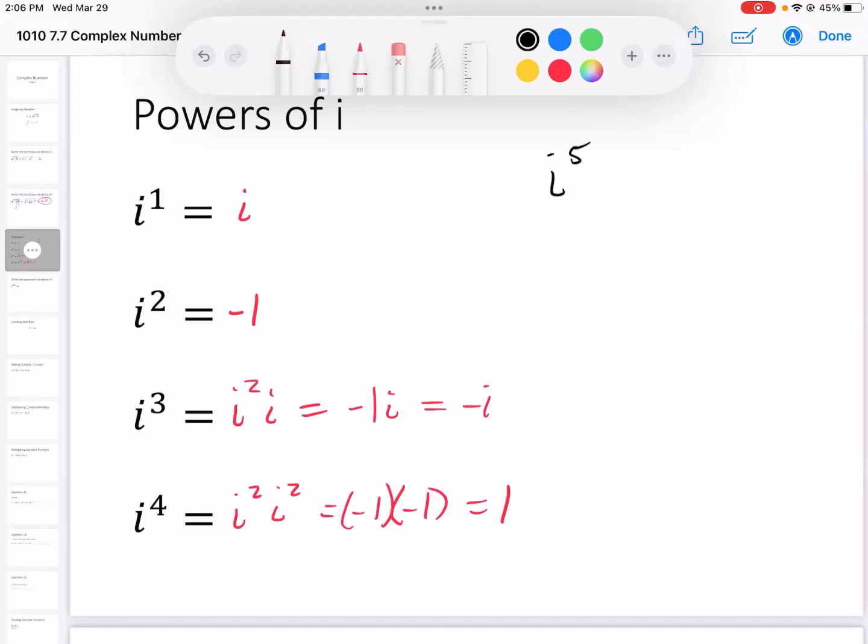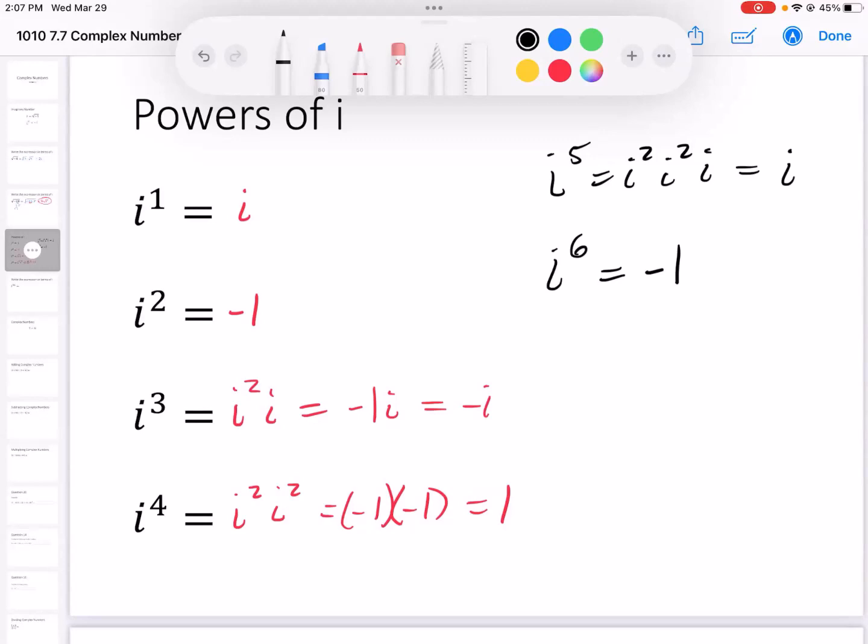Like if you did i to the fifth, well, this is going to be i squared times i squared times i. Well, since i squared times i squared is negative 1 times negative 1, that makes this a positive 1 times i. And so i to the fifth equals i. And then you could do the same thing, like i to the sixth is going to be i squared times i squared times i squared, which will equal negative 1. Because if you do negative 1 times negative 1 times negative 1, you'll end up with negative 1.